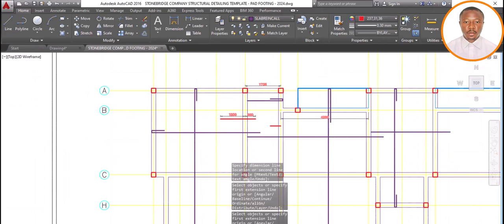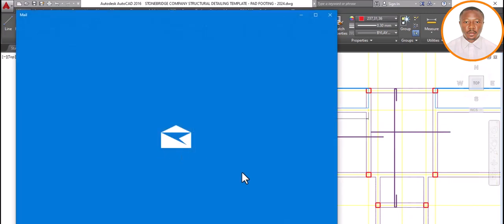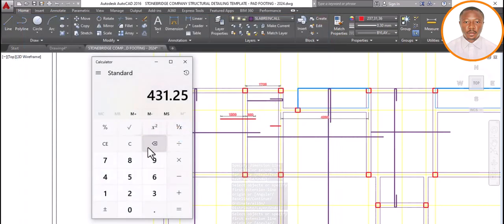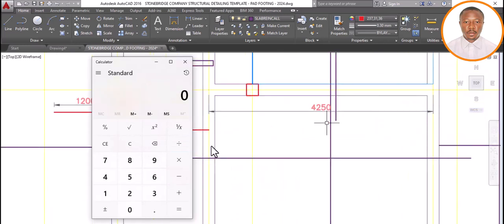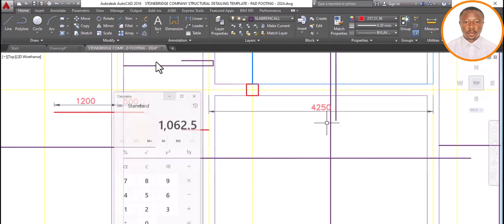So what do I do? I pick my calculator. I cancel this. We say it's 4,250. So 0.25 multiplied by 4,250. So what do I have? That's 1,006. So I make it 1,100. So that's for me.